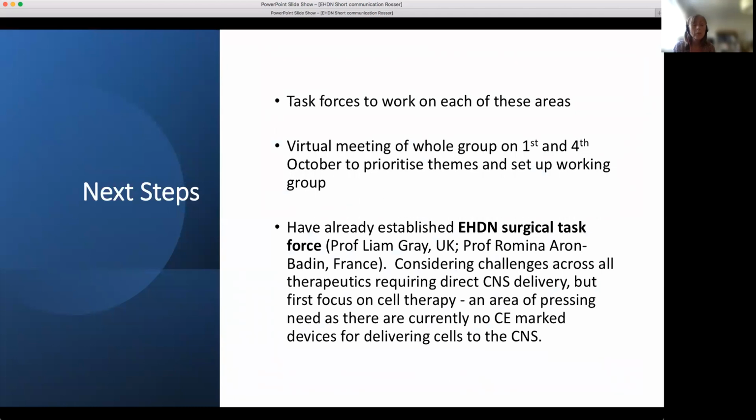The next step is to establish task forces to work on each of these areas and to prioritise themes within each area. And this will be the focus of a virtual meeting of this group to be held on the 1st and the 4th of next month. In fact, one such task force has already been established and is being led by Professors Liam Gray from the UK and Romina Aram-Badin from France to consider challenges of therapeutic delivery to the CNS, starting with devices for delivering cells to the brain.